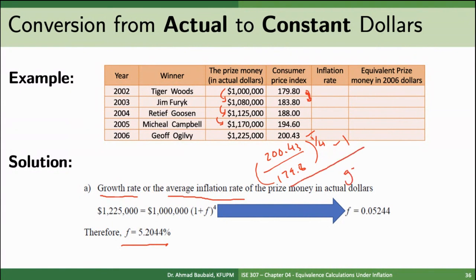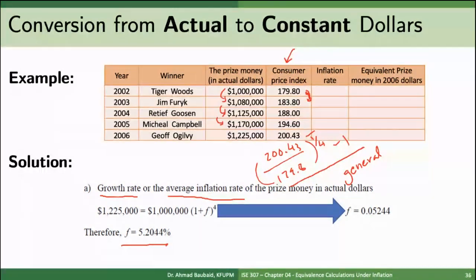I think the difference is this is general, so this includes all of the things that go into the market basket. Remember, CPI includes a lot of things that people commonly buy. So this is the general inflation rate for the whole economy. Whereas in this case, the growth rate that we found, or the average inflation rate, is actually specific to the golf prize money, right? So that's maybe where the difference is. I'm not sure if that answers your question. If not, let me know.